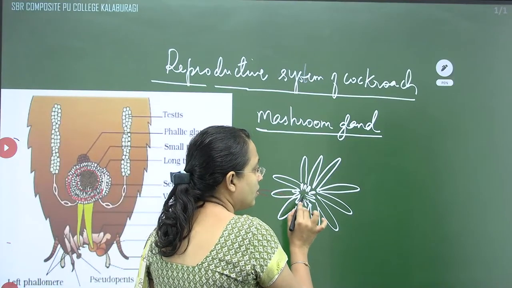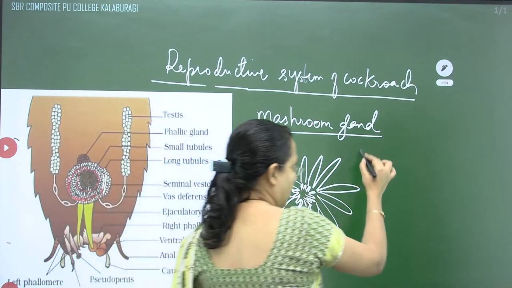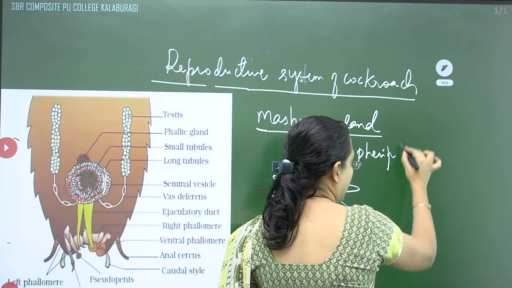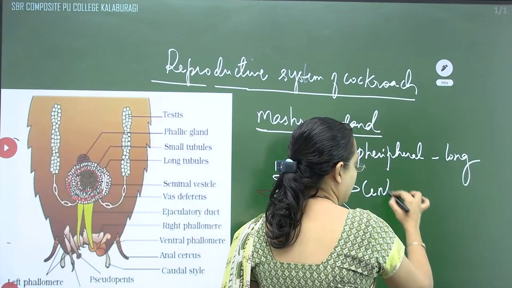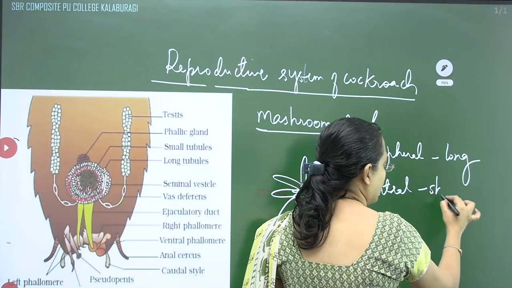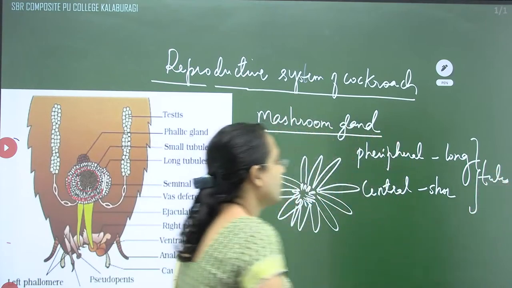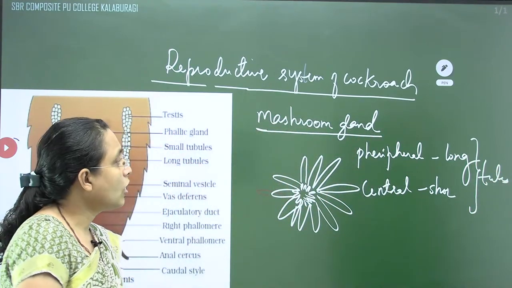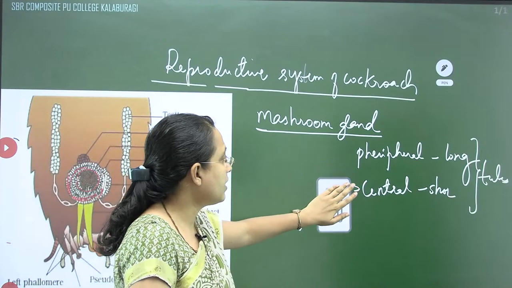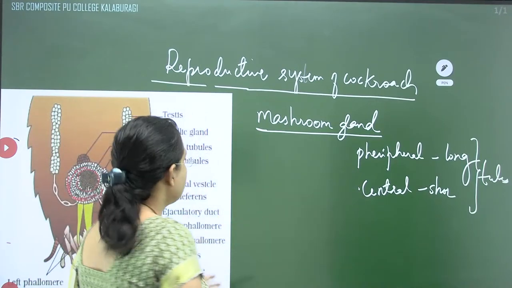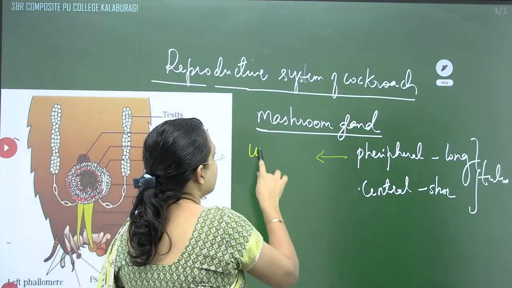So, therefore, the mushroom gland has the peripheral long tubes, whereas the central short tubes. Both are tubes. Now each one has its function. The long tube, I already explained in the excretory system. The long tube has the uricose gland. It can be called what? Uricose gland. Understand? So this one can be called the uricose gland.